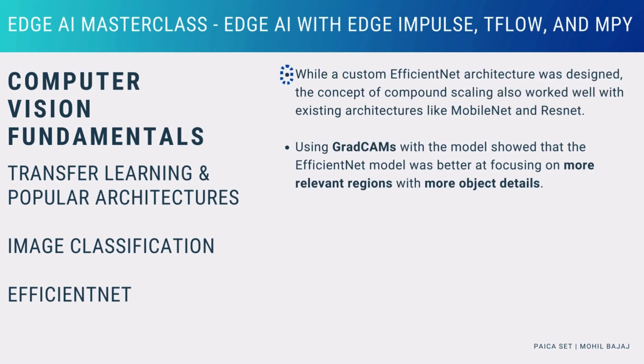The team also pointed out that while a custom EfficientNet architecture was designed, the concept of compound scaling also worked well with existing architectures like MobileNet and ResNet. Finally, the team used GradCAMs to perform inference analysis on the model and showed that the EfficientNet model was better at focusing on more relevant regions with more object details than single-scaled models.